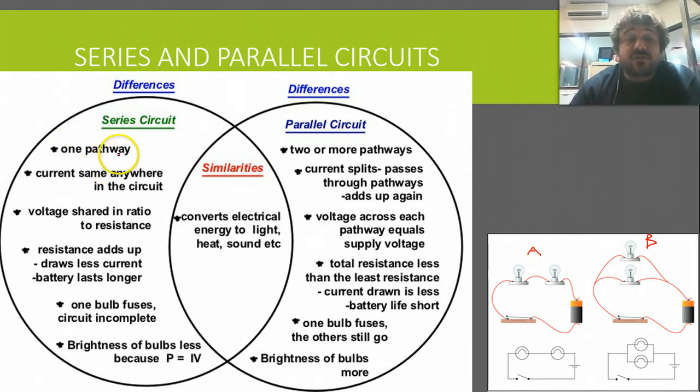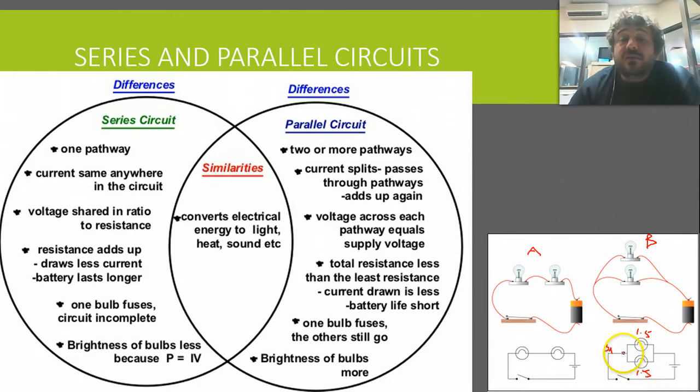But the series circuit has one pathway. The current is the same anywhere in the circuit. Okay, so the current here or here is the same. In this one, the current splits, and it splits pretty much halfway. So if the current here is at 3 amps, here it's going to be 1.5, and here it's going to be 1.5. And that's cool.